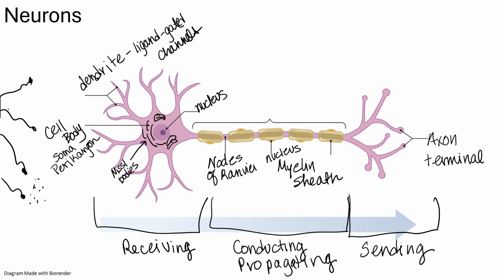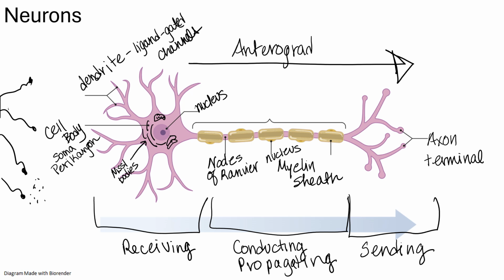We know also that between the sheaths is called a node of Ranvier. And this is where there are ion channels that are exposed, whereas the ion channels under the myelin sheaths are smothered. Information or action potentials are supposed to flow from the cell body to the axon terminals. This type of movement is called anterograde. Action potentials, neurotransmitters, they're all meant to travel anterograde.